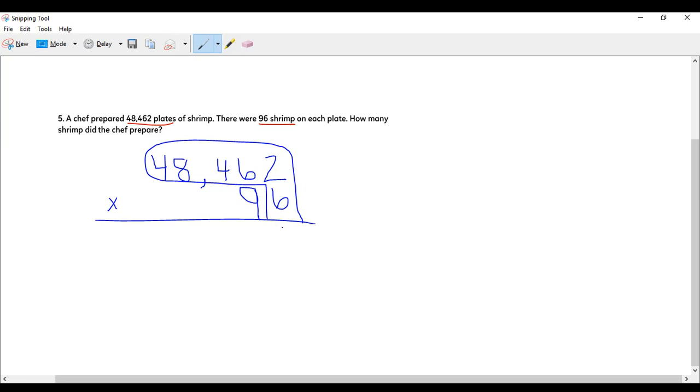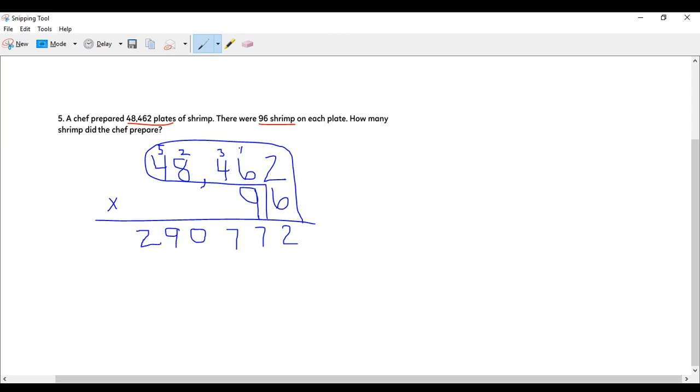6 times 2 is, I'm sorry, 6 times 2 is 12. Put my 2 down, carry my 1. 6 times 6 is 36. Plus 1 is 37. I'm going to put my 7 down, carry my 3. 6 times 4 is 24, plus 3 is 27, so I'm going to put my 7 down, carry my 2. 6 times 8 is 48, plus 2 is 50, put my 0 down, carry my 5. 6 times 4 is 24, plus 5 is 29.